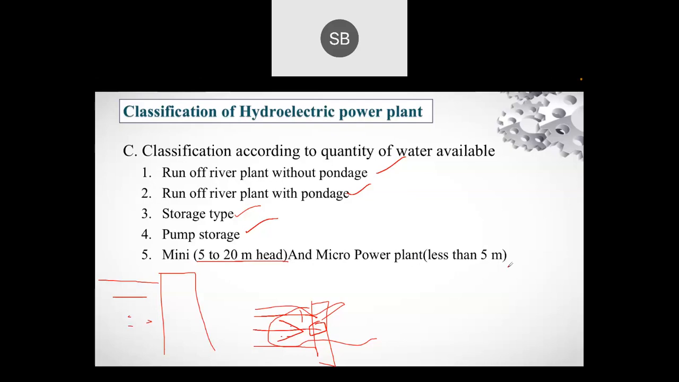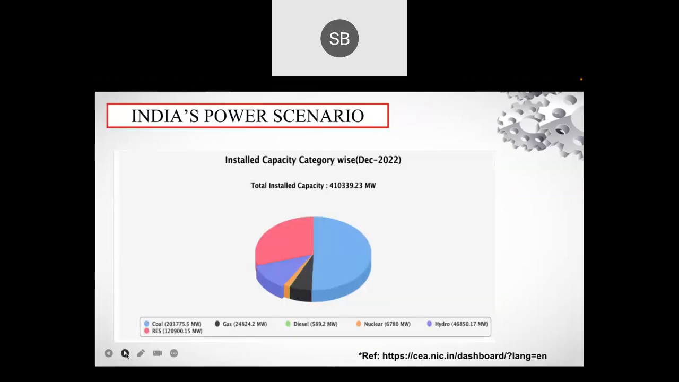The next one is the pump storage. We are going to discuss pump storage in great detail in the next few points. The next one is the mini or micro power plant, where the head available is very small, less than 5 meters, or between 5 and 20 meters. Those are known as mini and micro types of hydroelectric power plants. So these are the classifications of hydroelectric power plants.